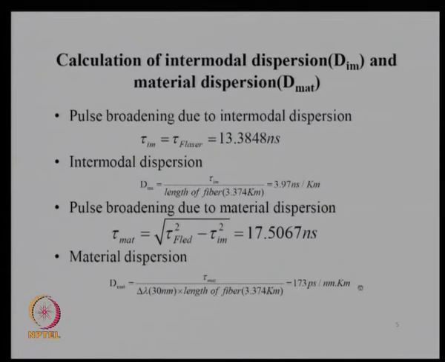Here we can see that material dispersion is negligible for sources of narrow spectral widths, whereas for sources whose spectral width is large, the material dispersion is comparable to the intermodal dispersion.